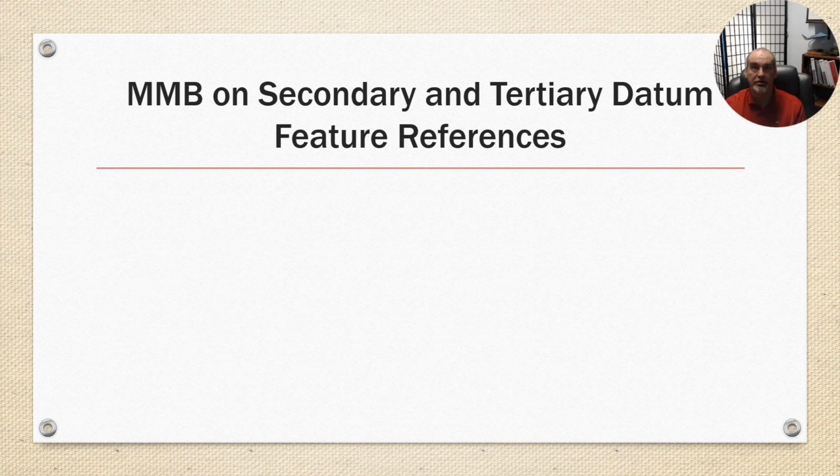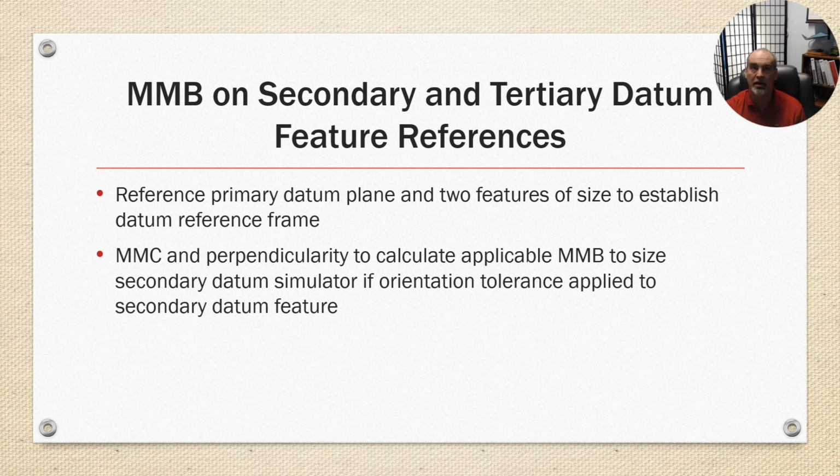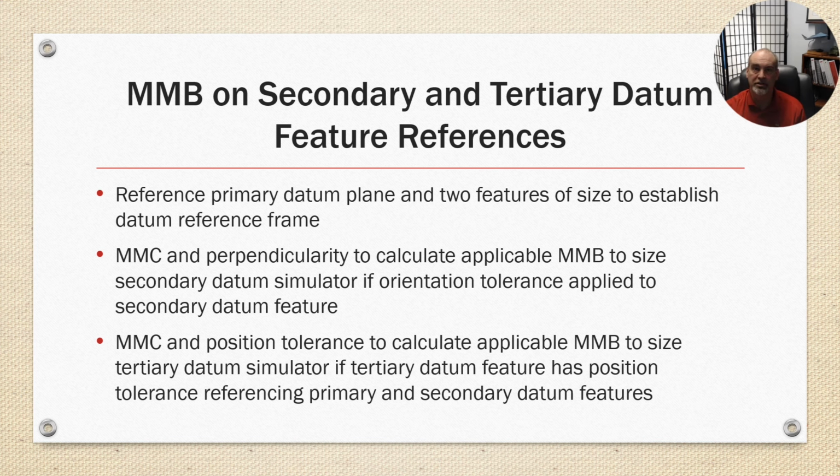MMB on secondary and tertiary datum feature references: the primary datum plane and the 2 features of size establish the datum reference frame. MMC and perpendicularity are used to calculate applicable maximum material boundary size for the secondary datum simulator if an orientation tolerance is applied to the second datum feature. Maximum material condition and position tolerance are used to calculate applicable maximum material boundary size for the tertiary datum simulator if the tertiary datum feature has a position tolerance referencing primary and secondary datum features.